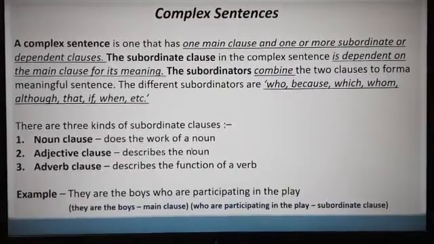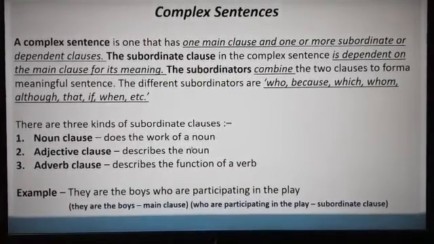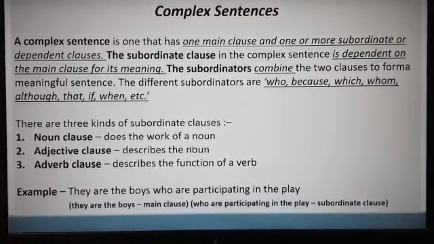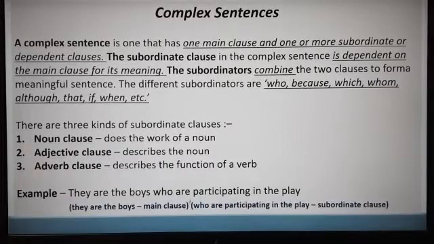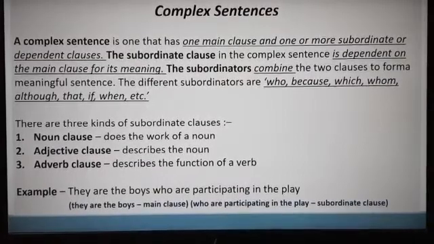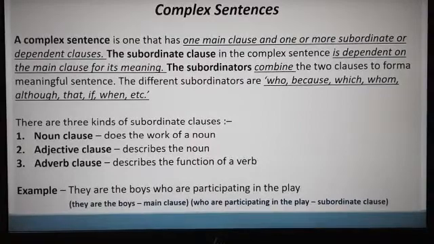The different subordinators, depending upon the kinds of subordinate clauses, are who, because, which, whom, although, that, if, when, still, until, unless. There are many more subordinators as you practice and explore sentences. The three kinds of subordinate clauses are the noun clause, that does the work of a noun; the adjective clause, which describes the noun in the sentence; and the adverb clause, which describes the function of the verb.